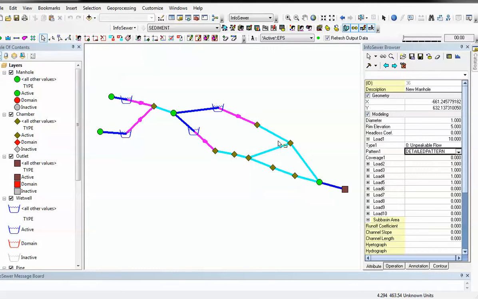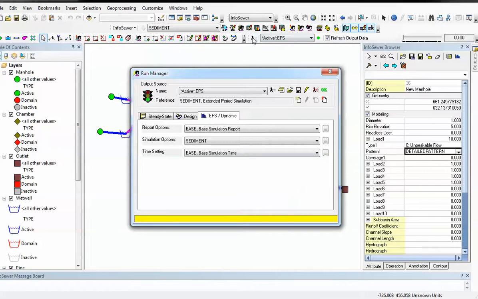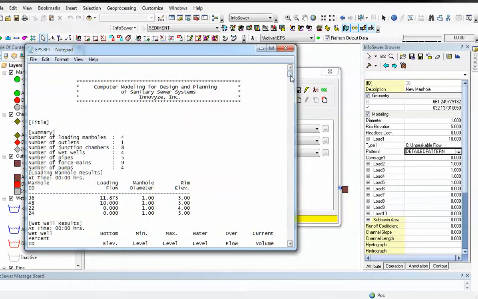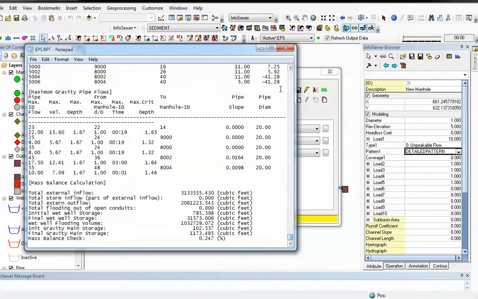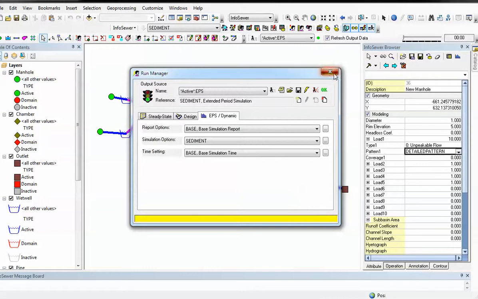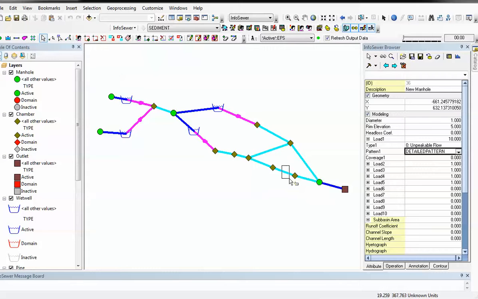So the difference between the steady state force main, the EPS force main, and the EPS no force main solution is that there's more iterations and you get a better answer with the advanced force main solution. So let's go ahead and run this, and we have our continuity error again, and let's graph the force mains.